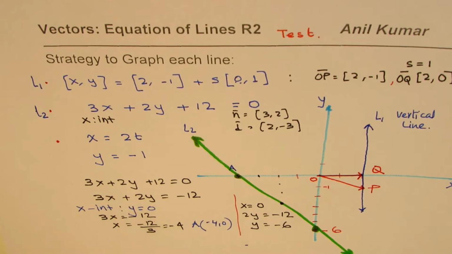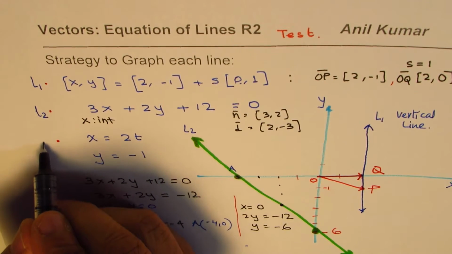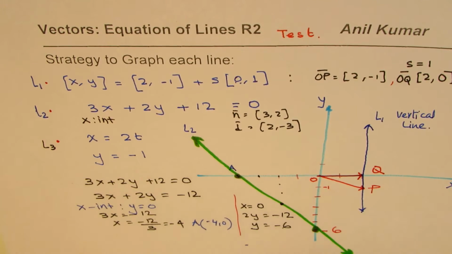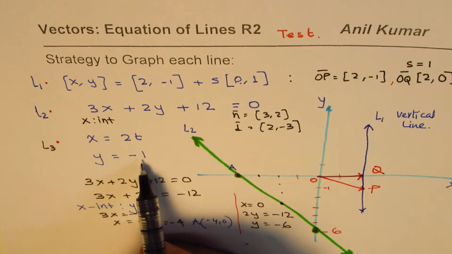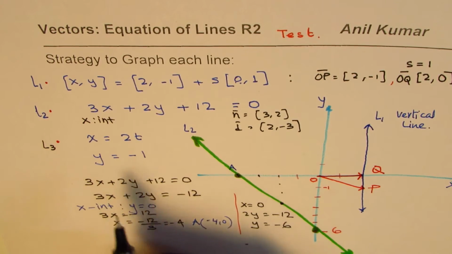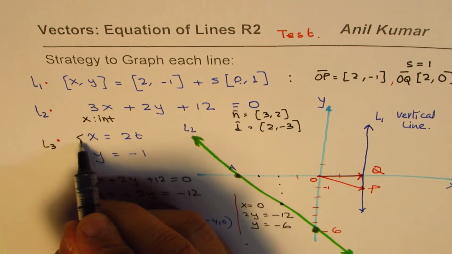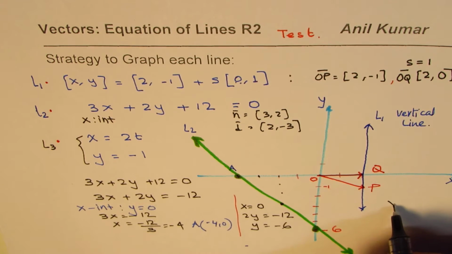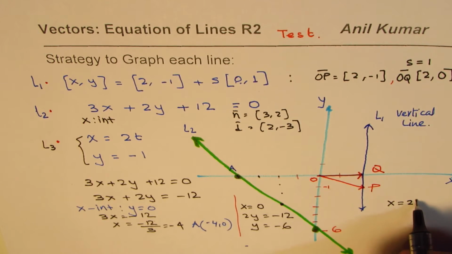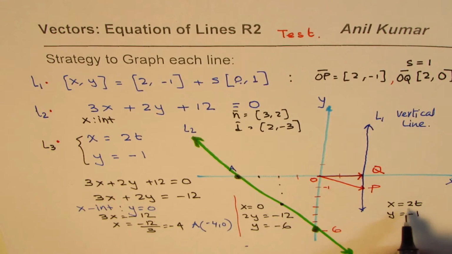Okay. Now let's look into the third line. So L3, when you're given parametric form. Now in this case, y value is always minus 1. That is kind of important to understand. So take different values of t. So we're doing this parametric form. Let me write down here. So we have x equals 2t and y equals minus 1. This is fixed. So what values can x have depending on t?